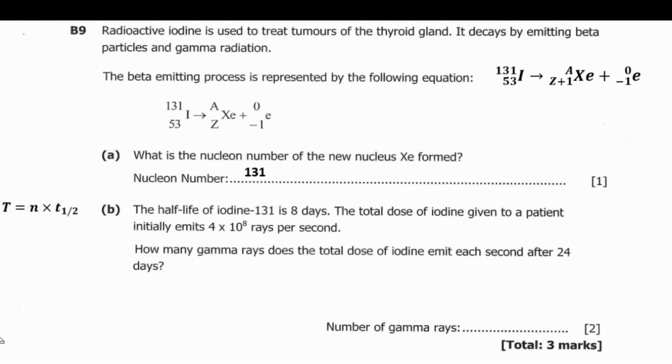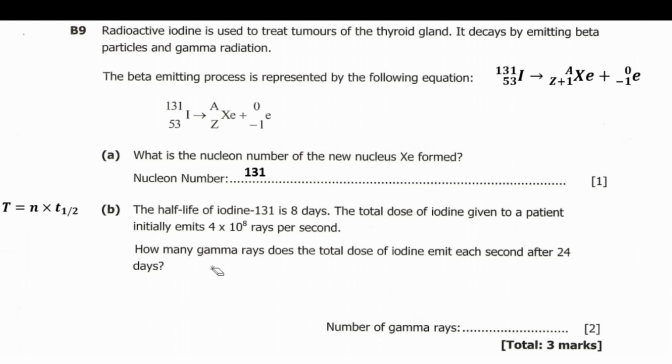All right, so here what we should know is that total time is equal to number of half-lives times half-life, or number of decays times half-life. Now here we are told the half-life of iodine 131 is 8 days. So here half-life is 8 days. Then they are saying the total dose of iodine given to a patient initially emits 4 times 10 to the power 8 rays per second. So this is the initial.